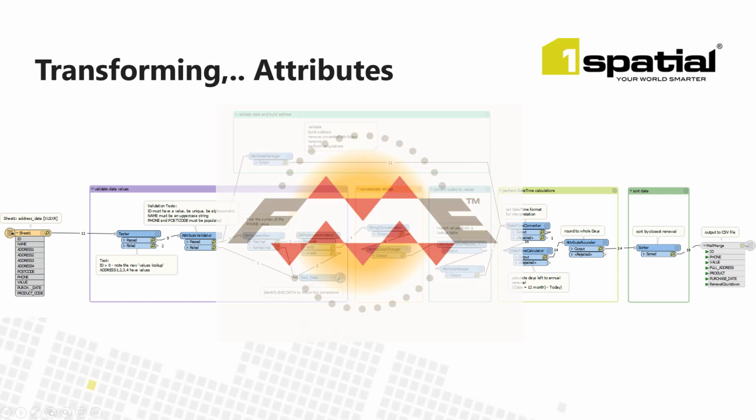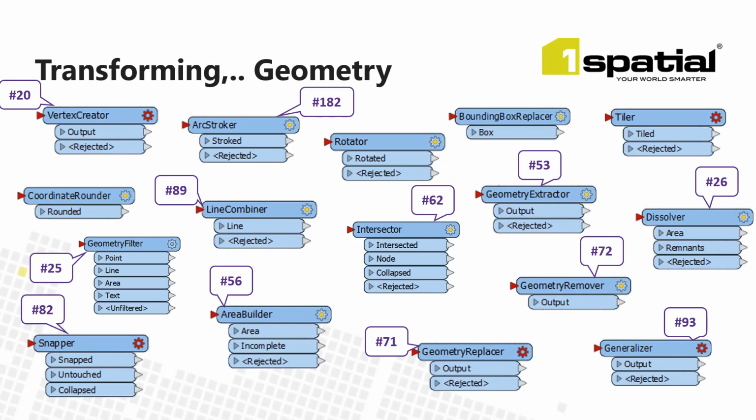Okay, so if I pop back to my slides, I'm going to look now at transforming geometry. This is where FME tends to be unique or special in that it has great abilities to work with spatial data. So again, here's just a selection of transformers that you might want to look at. They do pretty much what their name implies.